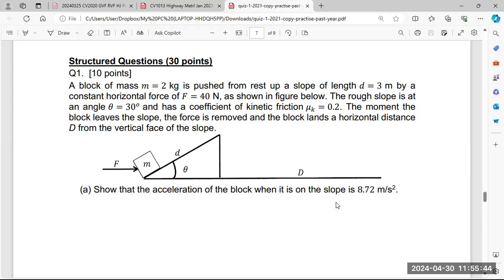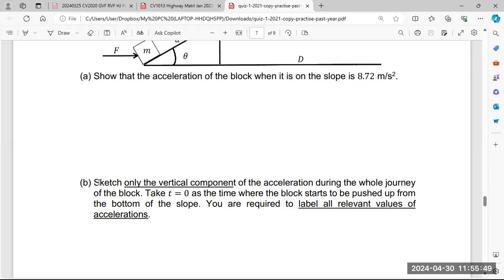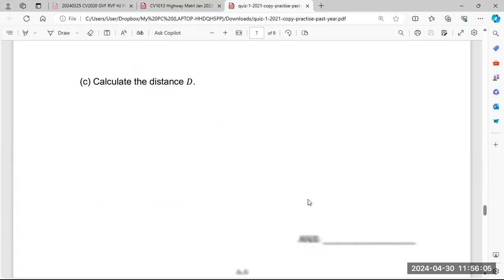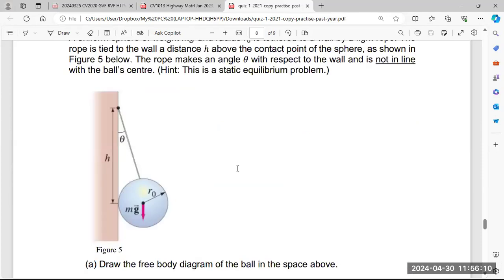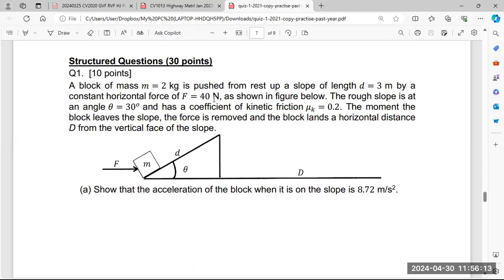We'll find the acceleration with Newton's law here. The next part is to sketch only the vertical component of the acceleration during the whole journey of the block. This one is just sketching the acceleration, which is pretty easy, and then calculate the distance d. This question is pretty easy. For most students it will be hard, but we'll discuss this right now.